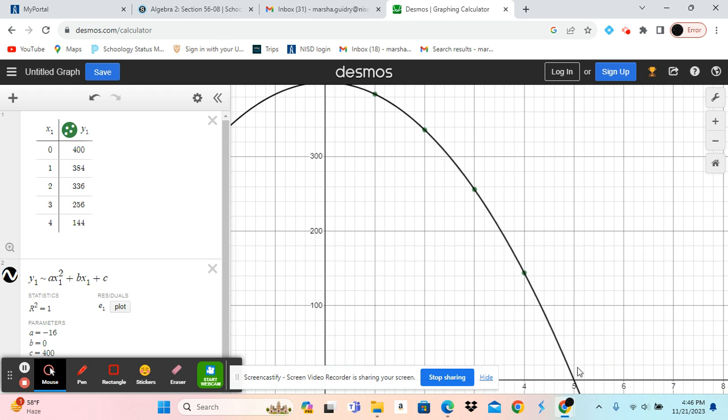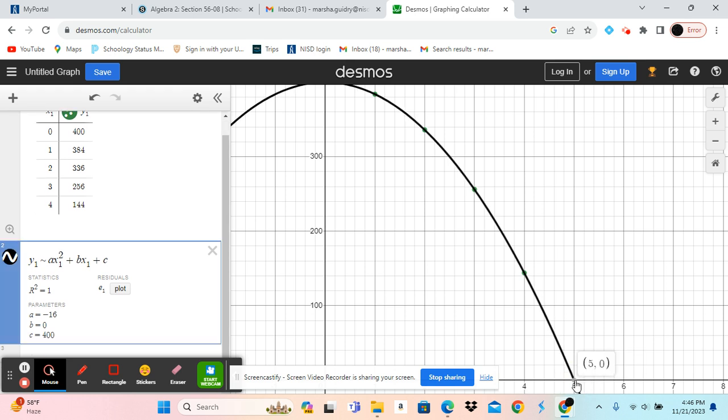Now in your graphing calculator, you can find that on a graph. And here in Desmos, all you've got to do is hold your cursor over that point and click, and it will plot it. So (5, 0). This tells us after 5 seconds, the wrench is 0 feet in the air.